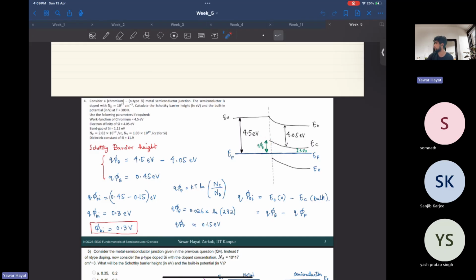Even if the order had been reversed, say it reduces during forward and increases during reverse, the answer would still have been false, because the Schottky barrier height doesn't depend upon the bias. Okay, sir. Fine?